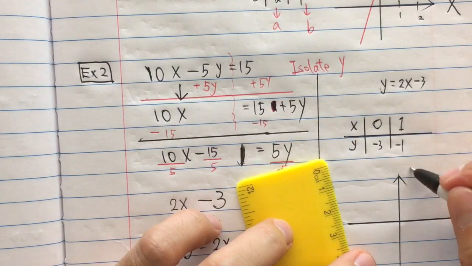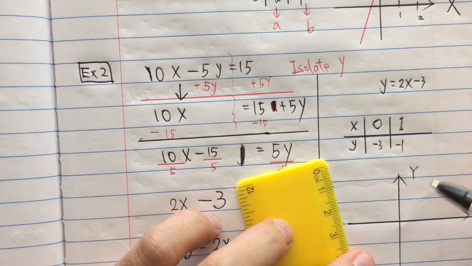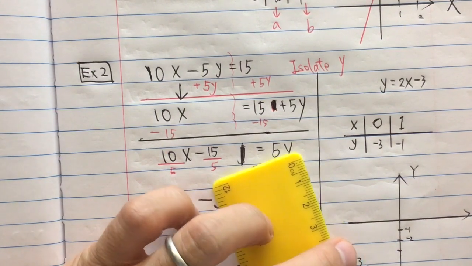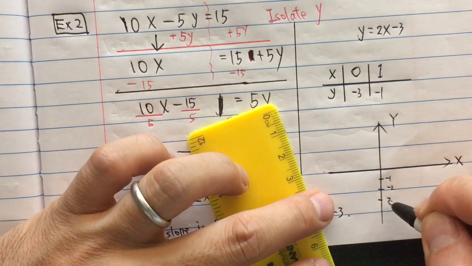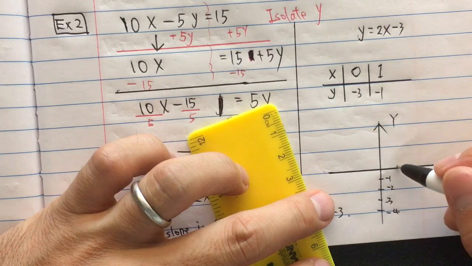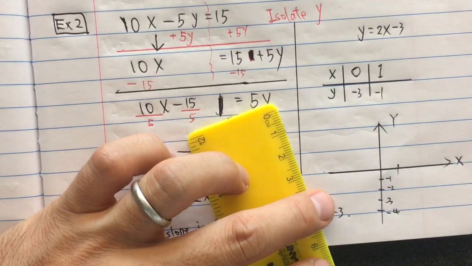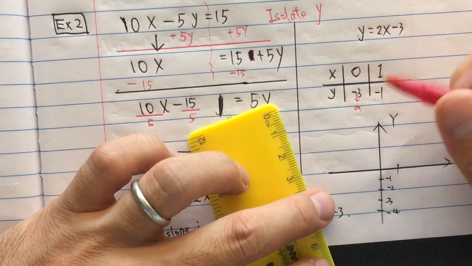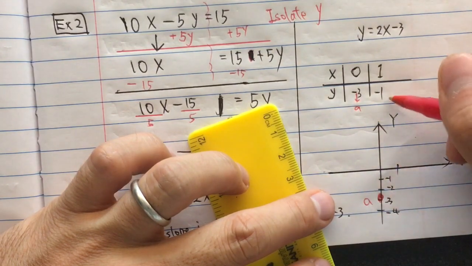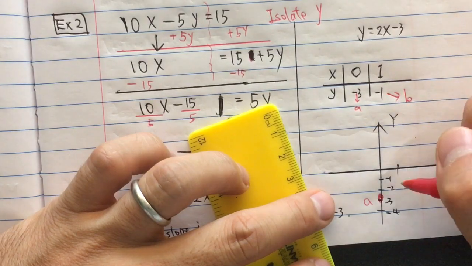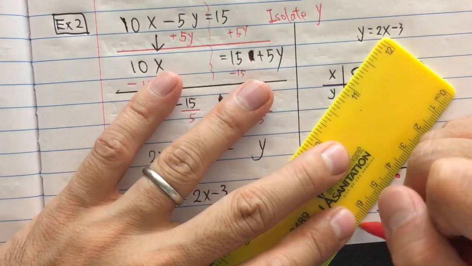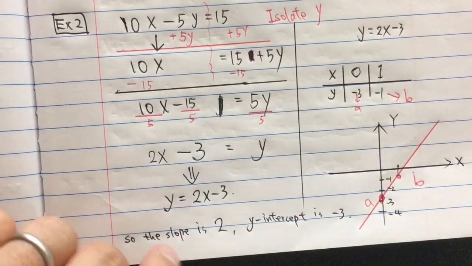So x-axis, y-axis. Now 0, negative 1, negative 2, negative 3, negative 4. When x equals 0, y equals negative 3, this is point A right here. And point B, when x equals 1, y equals negative 1, is right here. So let's graph it. That's question 2.